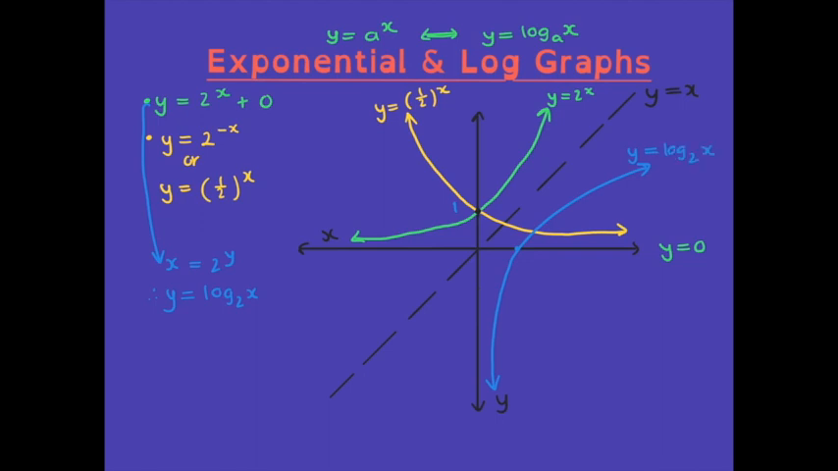For the decreasing exponential function, now we need to draw the log graph for that function. We'll do that in red over here. We need to switch x and y around. So it's going to be x is equal to (1/2)^y, therefore y will be equal to log base 1/2 of x. Some people write this as negative log base 2 of x. By the way, they're both saying the same thing.